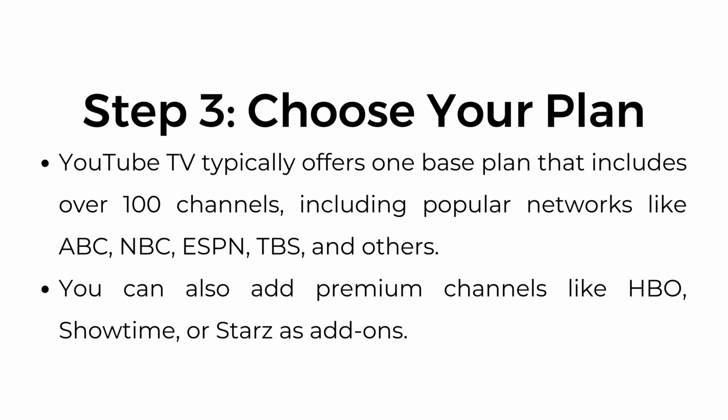Step number 3, choose your plan. YouTube TV typically offers one base plan that includes over 100 channels, including popular networks like ABC, NBC, ESPN, TBS, and others. You can also add premium channels like HBO, Showtime, or Starz as add-ons.